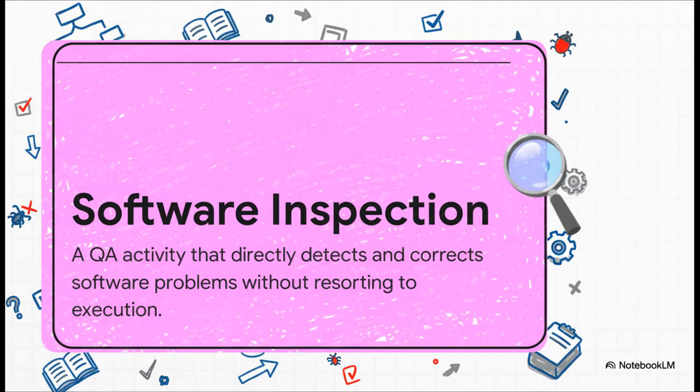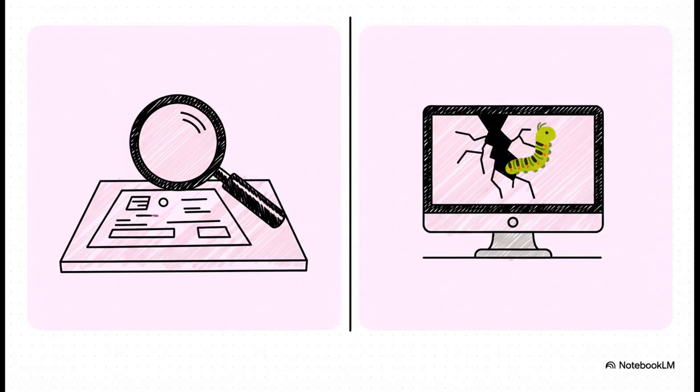So what is software inspection really? Well, think of it like a team of expert editors proofreading a book before it ever goes to the printer. They're not reading the final product. They're looking at the source manuscript, the designs, the code itself. And that's the magic right there. When you find an error at its origin, you know exactly where it is, which makes it so much easier to fix.